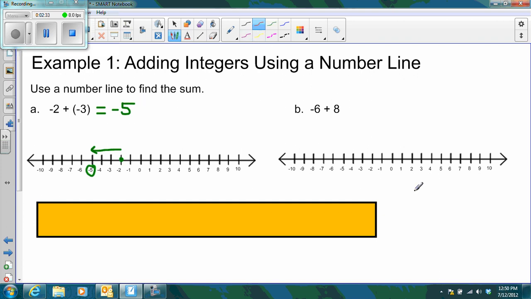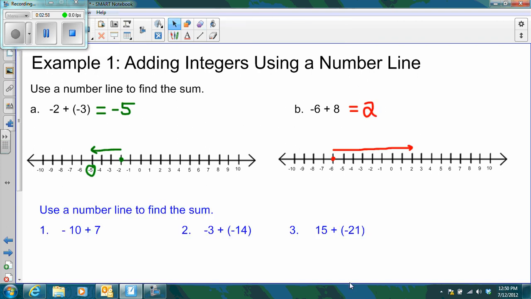For the second example, we have negative 6 plus 8. So we're starting at negative 6 here, but we're going to have plus 8, and 8 is positive, so we go to the right. So we have 1, 2, 3, 4, 5, 6, 7, 8. 8 spaces to the right, so we're going to end up with 2. So complete the problems using a number line to find the sum. Draw out your number lines and try the 3 problems. Press pause now.